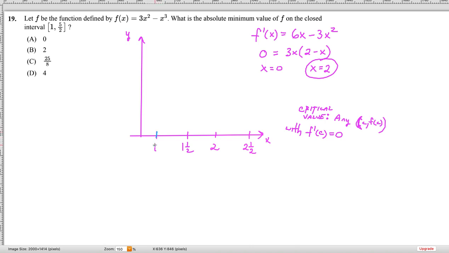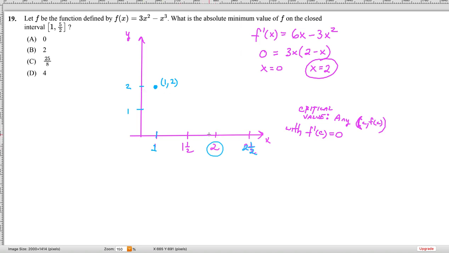I'm going to compute the endpoints, 2 and 1/2, and I'm going to compute the critical values. And that's going to give me everything that's happening here. I'll be able to compute absolute minimum, absolute maximum, everything. So what's f of 1? f of 1 is going to give me 2. So let's plug in, let's say 2 is here. f of 1 is 2: 1 squared is 1, and then times 3 is 3, minus 1 cubed is 1, 3 minus 1 is 2.